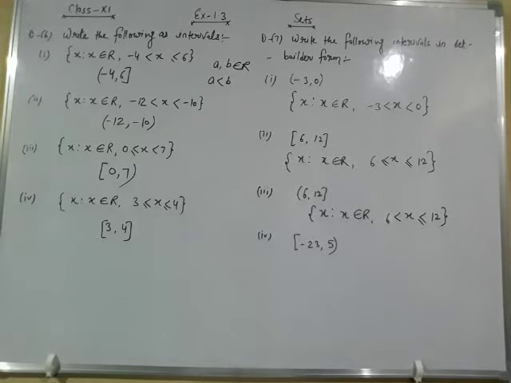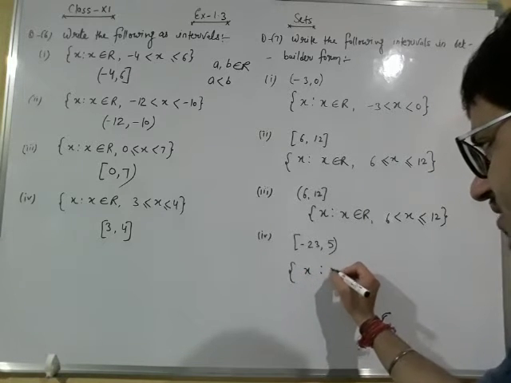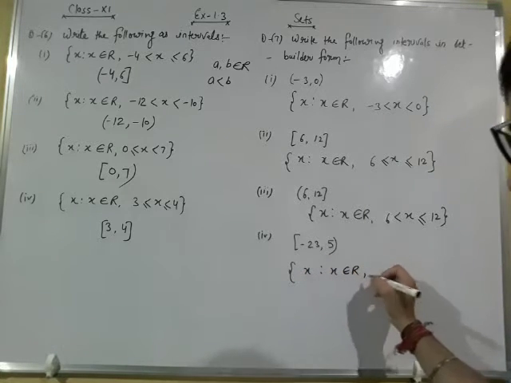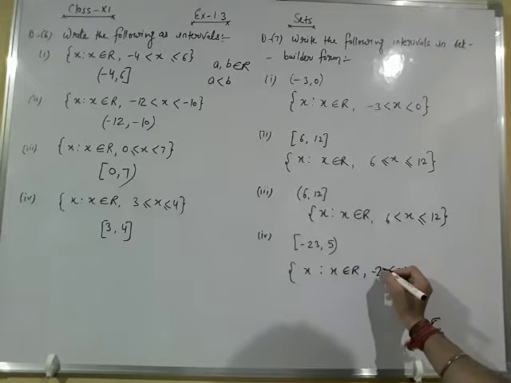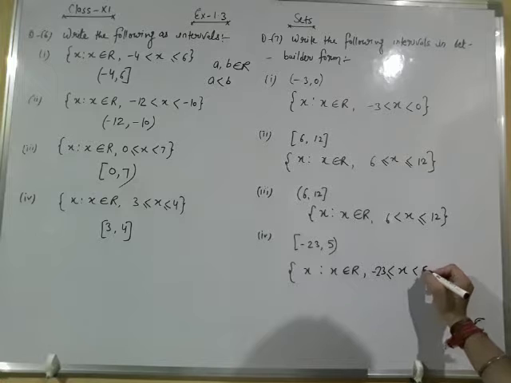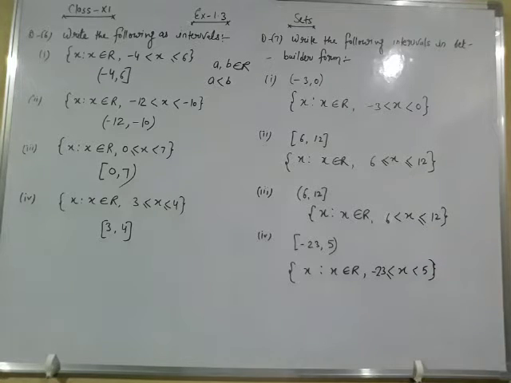It is a semi-closed interval, so we can convert it like this: {x : x belongs to R where x is greater than or equal to -23 but less than 5}, therefore we will not include 5, and we will include -23.